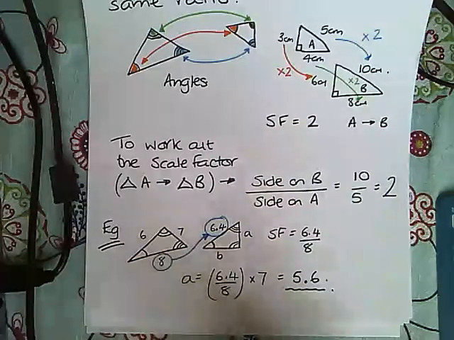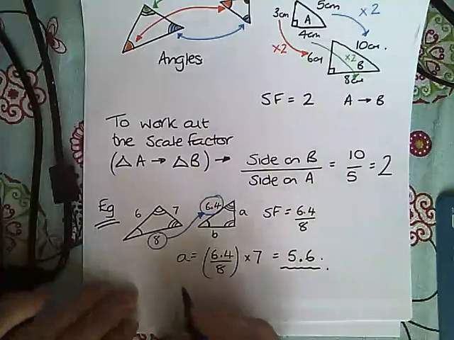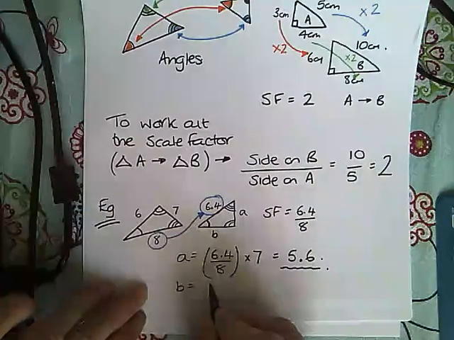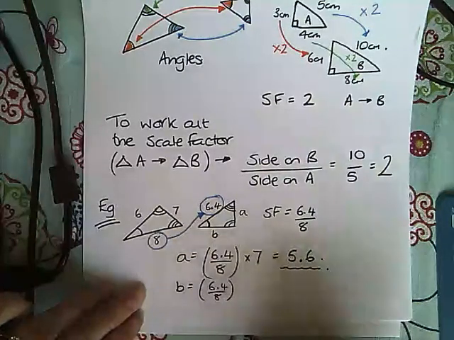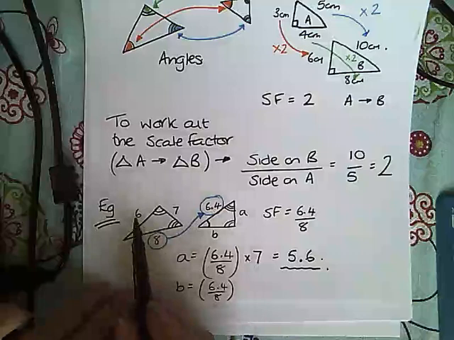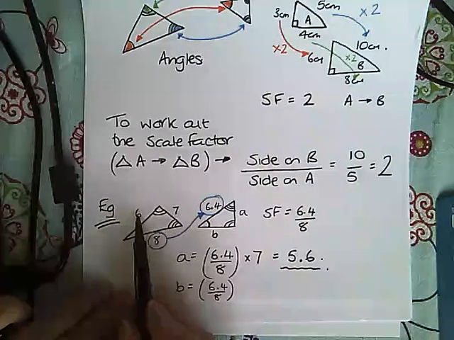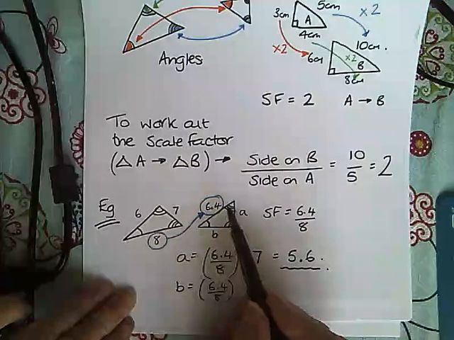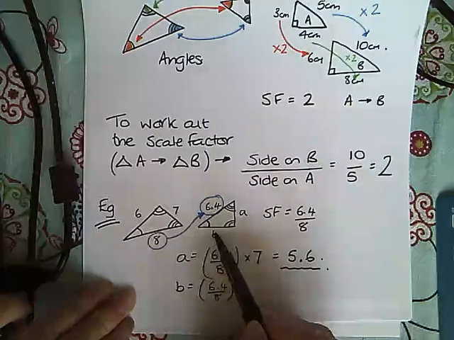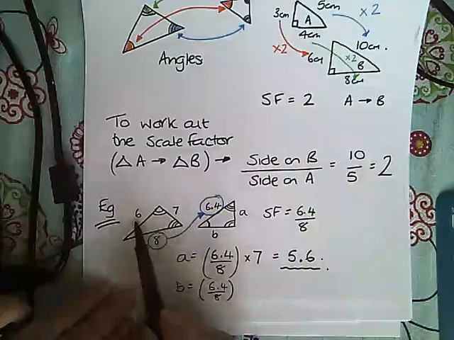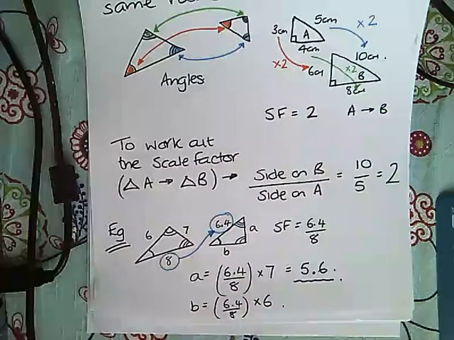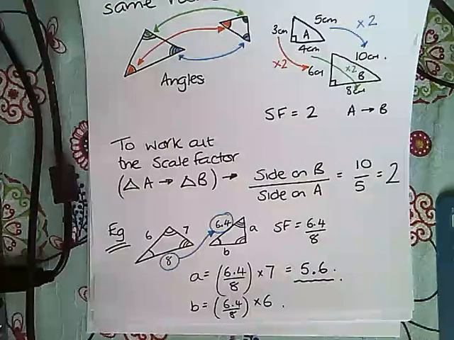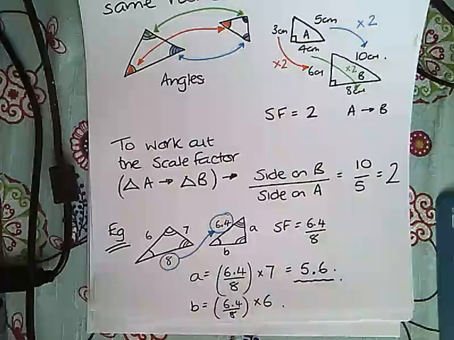I could also work out B if I've got enough room on the bottom here. So I could use my scale factor, 6.4 over 8. Obviously, if that works out to be a whole number, then just use the whole number. And this time I'm going to use the other side, the 6. That's opposite the 3 marked angle. So that's the B opposite the 3 marked angle, and the 6. Times that by 6. So on the calculator again, 6.4 divided by 8 times 6, and that gives an answer of 4.8.